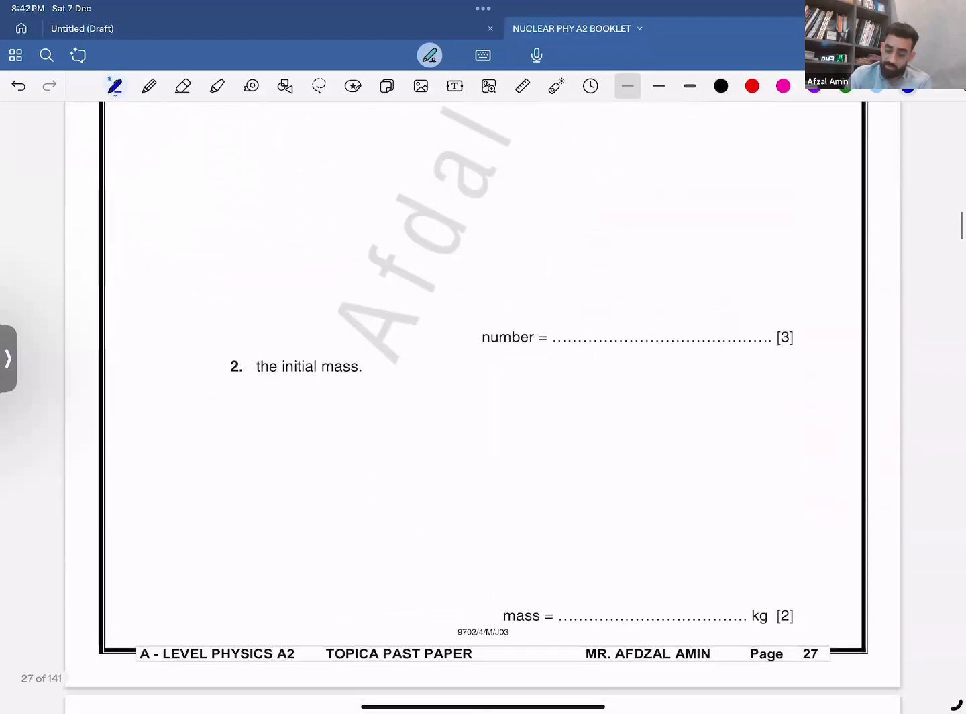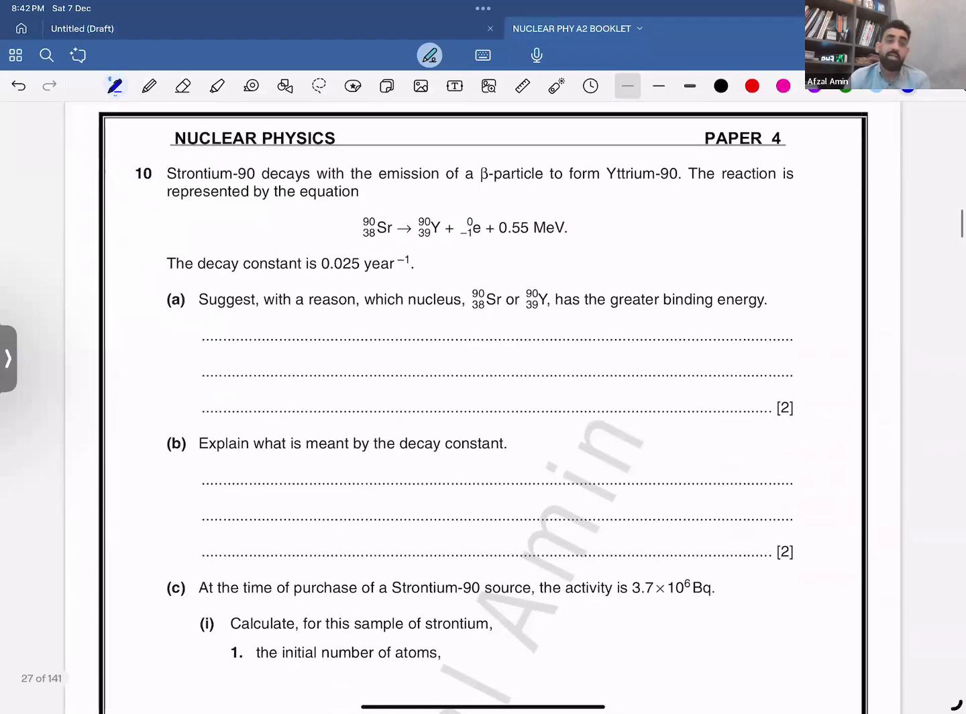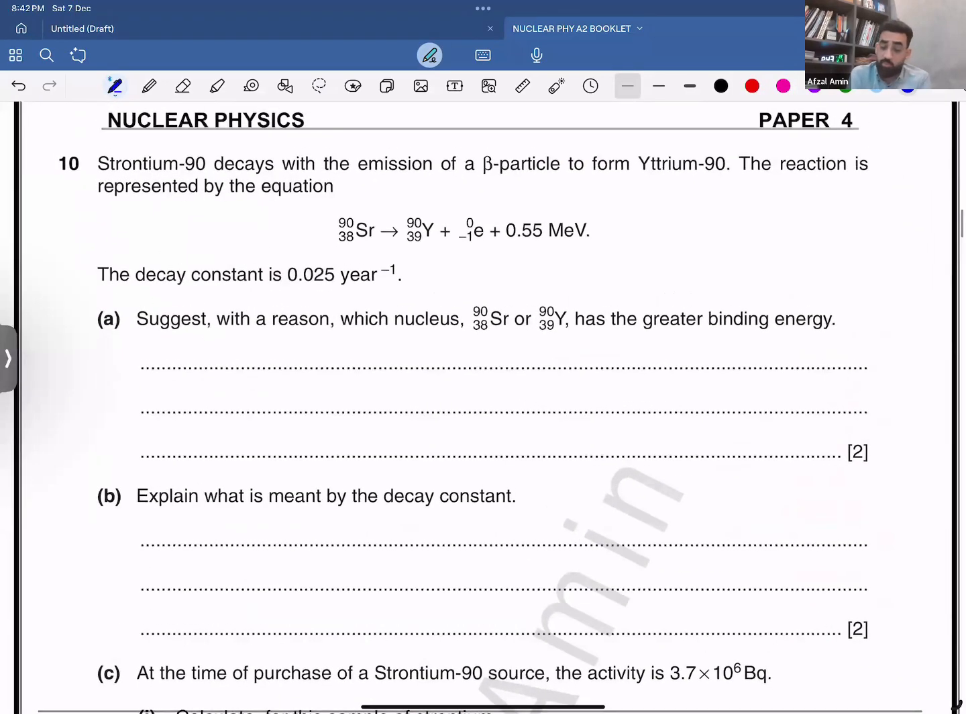After March, we start with June's. I actually added all the years for you. So June 2003. Question says, first of all, that you have strontium 90, which decays to give you beta negative, and 0.55 mega electron volt with yttrium. Decay constant. You all know decay constant symbol is lambda, right? Per year they gave you. Suggest with a reason which nucleus has greater binding energy.